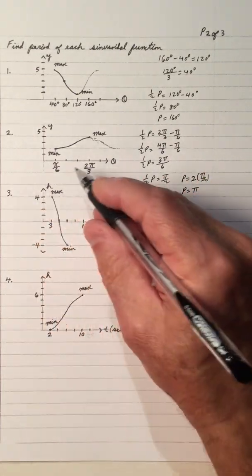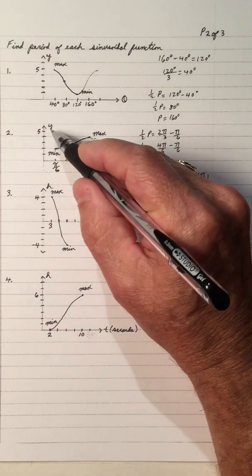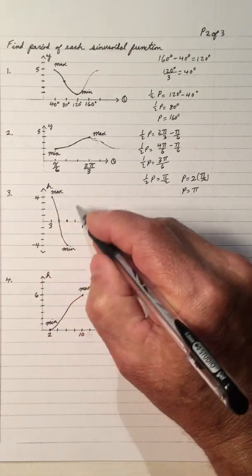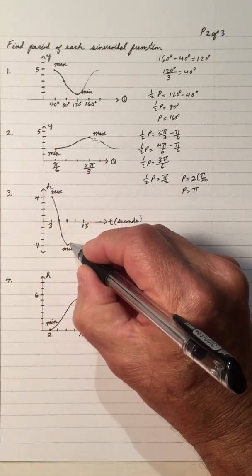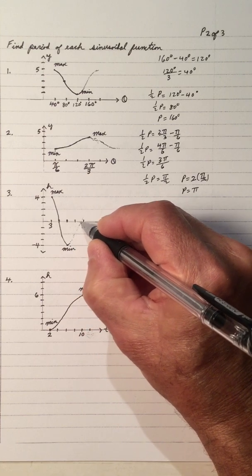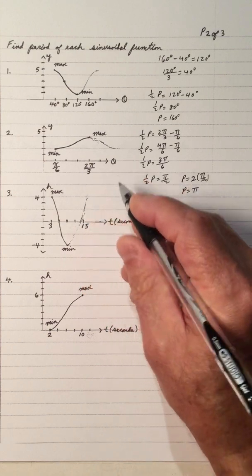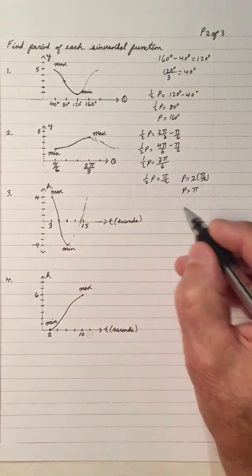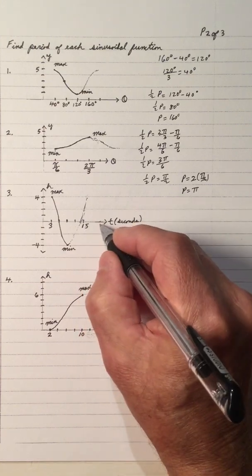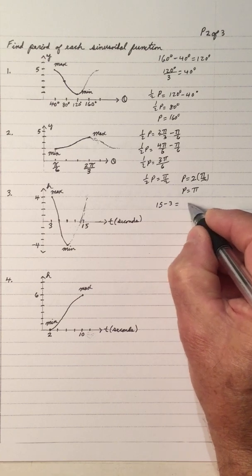Now, number 3, this time we have a height and we have a time in seconds. Here we had y and theta. Now we have max to min again, which is only half, because if you think about it, the other half is going up like this. So the period, that's 15 to 3. So the time in seconds, 15 minus 3 is 12.